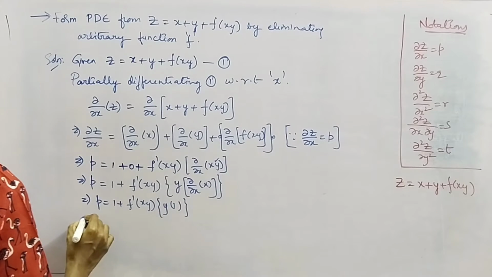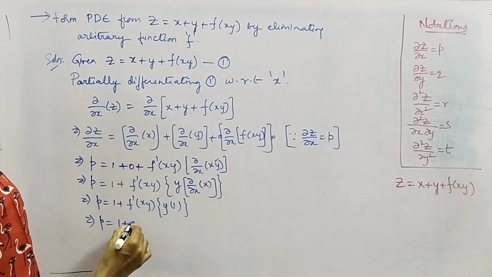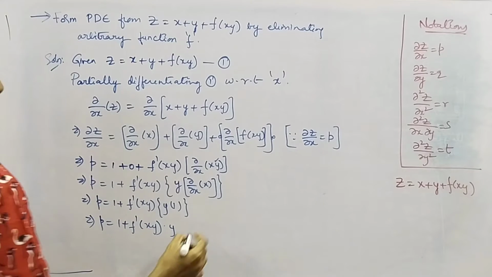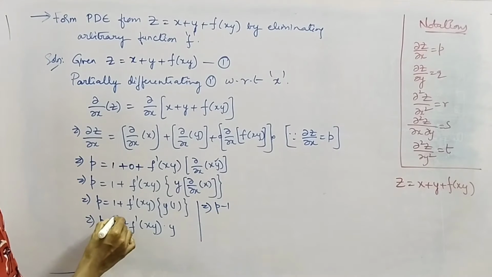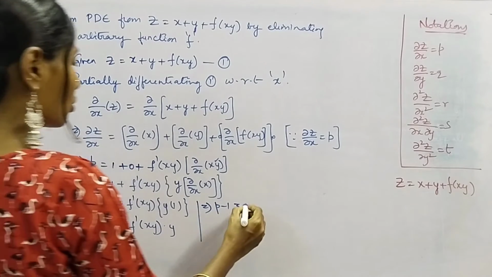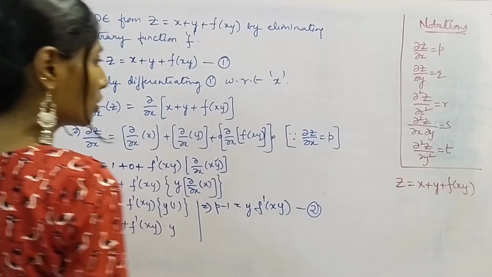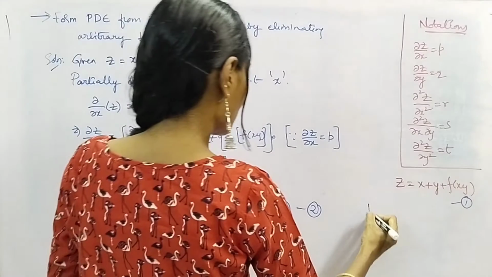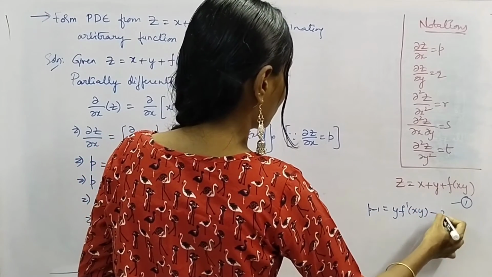y into 1 is y, which gives us p equal to 1 plus f dash of xy into y. Or we can write this as, just bring this 1 to the LHS, you'll get p minus 1 equal to y into f dash of xy. Consider this as equation number 2, and the given equation is equation number 1. So we got p minus 1 equal to y into f dash of xy.